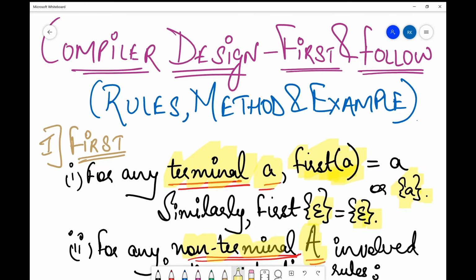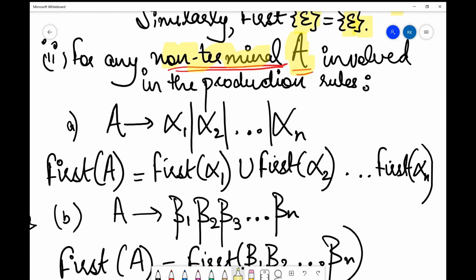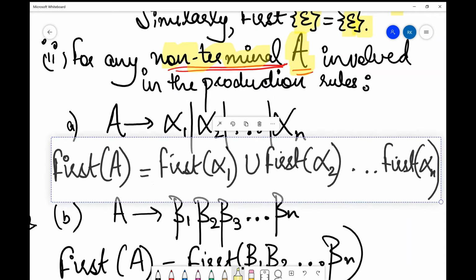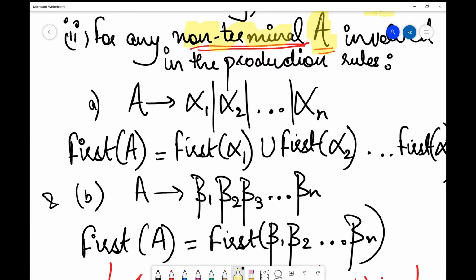Now let's come to the non-terminal part. For any non-terminal A involved in a production rule, obviously there are going to be different combinations of productions. So there are two critical cases over here that we are going to discuss. If you understand these cases, then you will be able to solve any question on First for sure. And Follow is also generally based on the rules of First, so it is very important to understand these rules and how to compute First.